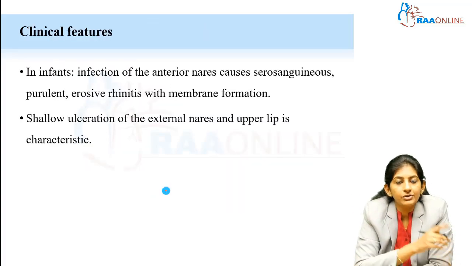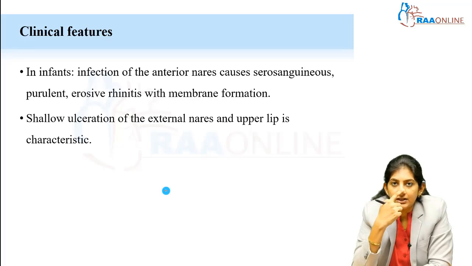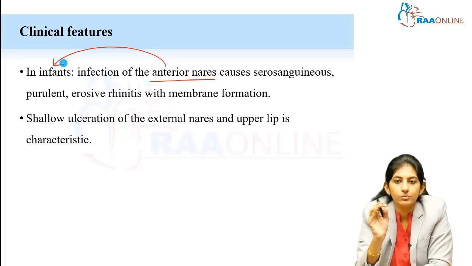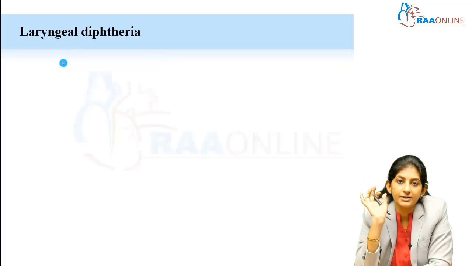Right. So I told you diphtheria can even involve the anterior nares. This is going to be very, very common in the infantile population. The anterior nares can have a rhinitis, and that is going to be very erosive. Serous discharge will be there, or sometimes a purulent discharge. The anterior nares will start eroding, and there can be a membrane formation. So this is seen especially in infants.